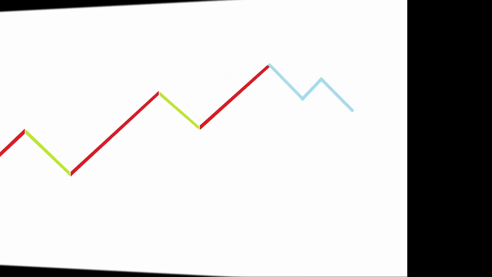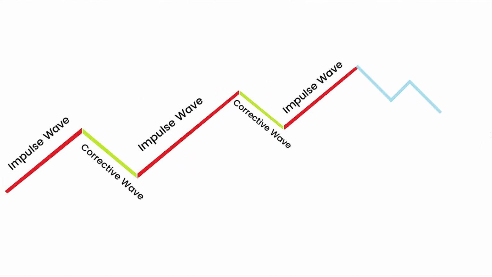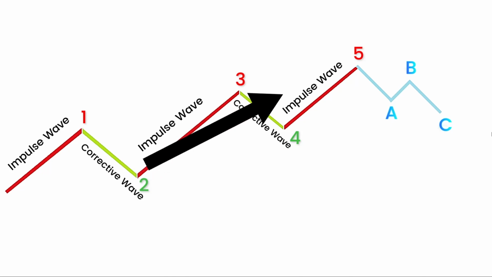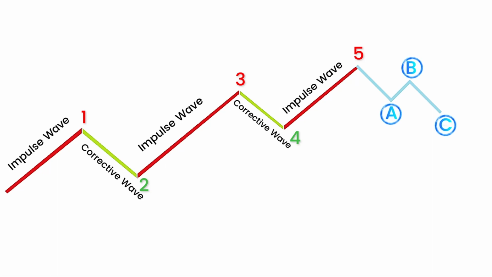The theory identifies two main types of waves, impulse waves and corrective waves. The Elliott wave theory consists of a 5-3 system of a wave pattern. The first 5-wave pattern is called impulse waves. The second, a 3-wave pattern, is called corrective waves. In the corrective waves, we will see the ABC pattern. So, 5 impulse waves and 3 corrective waves.